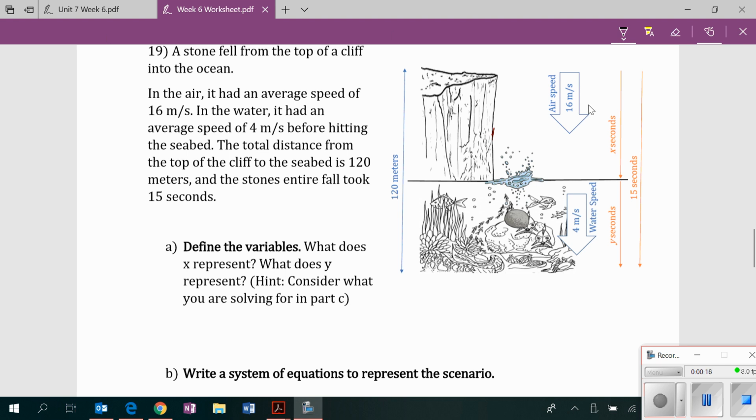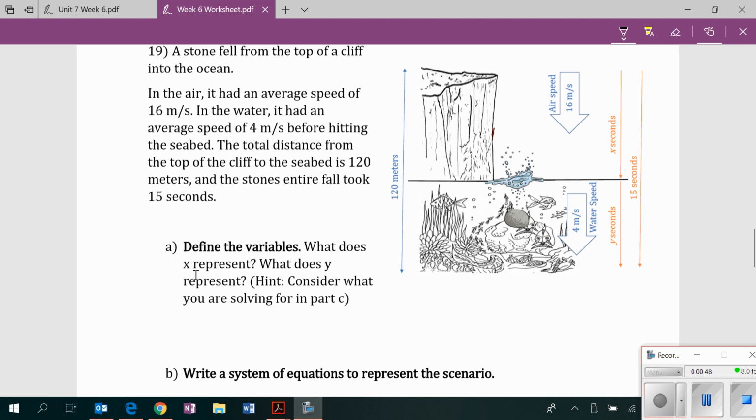So this last problem here, your word problem, says a stone fell from the top of a cliff into the ocean. So top of our cliff to the ocean. In the air, it had an average speed of 16 meters per second. In the water, it had an average speed of 4 meters per second before hitting the seabed. The total distance from the top of the cliff to the seabed is 120 meters, and the stone's entire fall took 15 seconds.